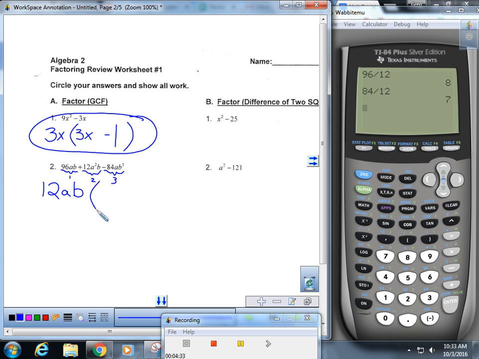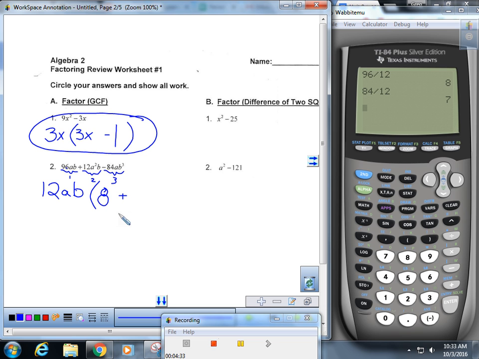Over here we said that 96 divided by 12 was 8, so that we know there needs to be an 8 there. We're undistributing. Okay? 96 divided by 12 is 8. A divided by A is 1, that's gone. B divided by B is 1, that's gone. So that's all we have left from our first term. Check yourself. What is 12 times 8? 96. What is A times 1? A. What is B times 1? B. So I could have written this 8 times 1 times 1, but I wouldn't have done that because that's not how numbers are written. So I just wrote it as 8.